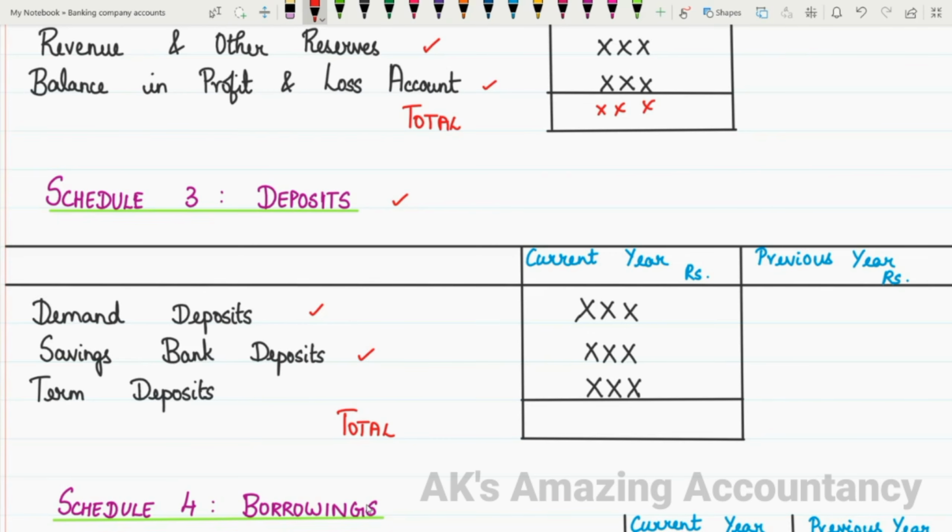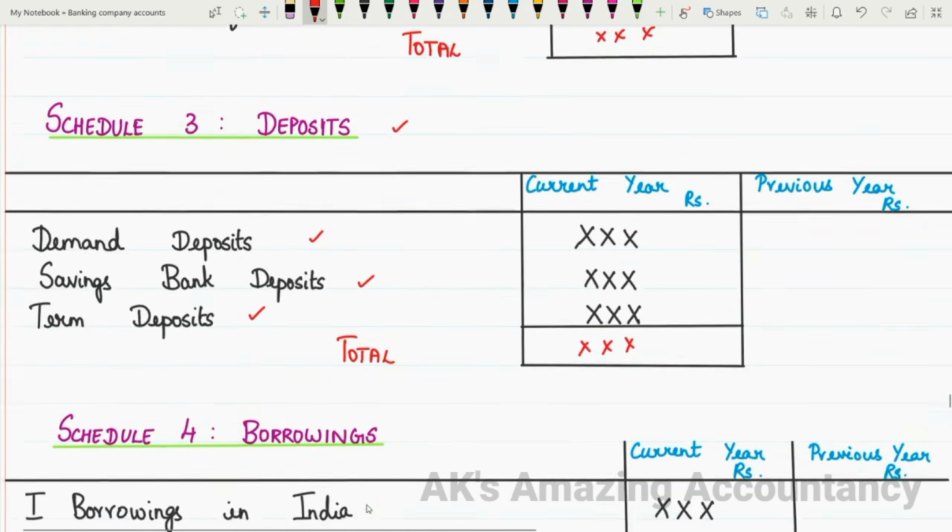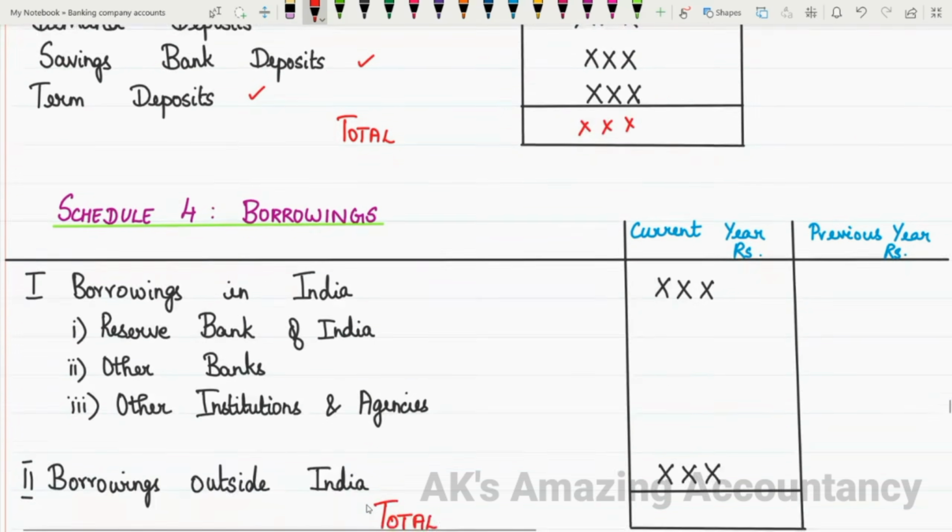Then if you have any term deposits, that again will be shown here. After entering all this, you have to find out the total. That total will represent the total of schedule 3. Then the next schedule we have, as per the format, is schedule 4, borrowings.